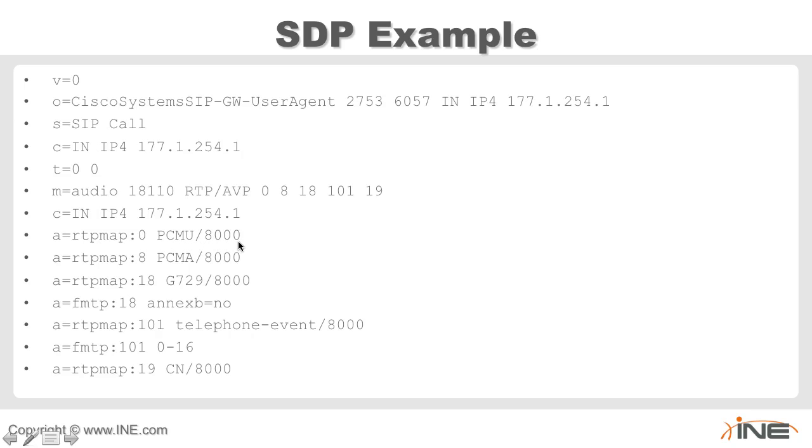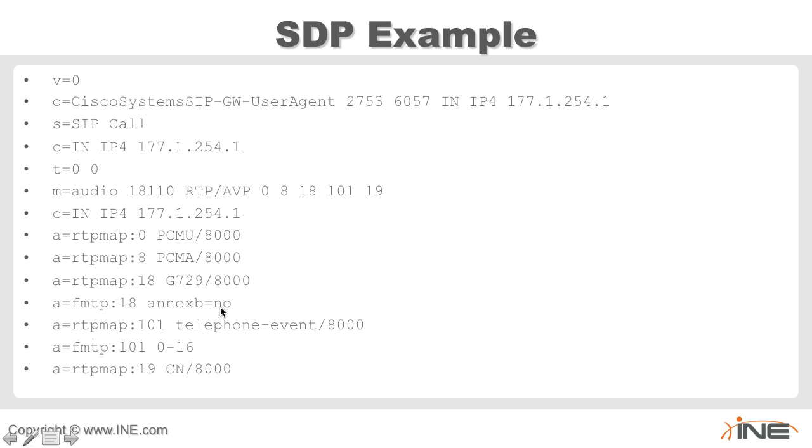What is that? 8,000 samples per second, PCM mu law. That's G711 mu law. Okay, 8 bits per second, 8 kilobits per second, G711 mu law. 8 is the code for 8 kilobits per second as the sample rate. G711 A law or PCM pulse code modulation in the A law companding format. 18 is G729 with an 8,000 bit sample.